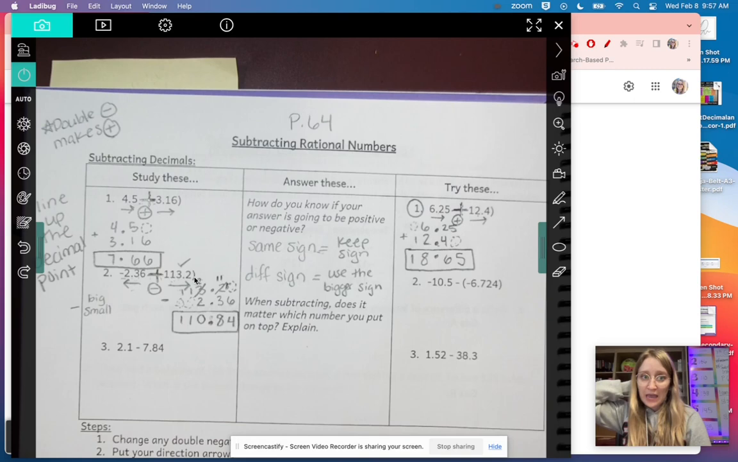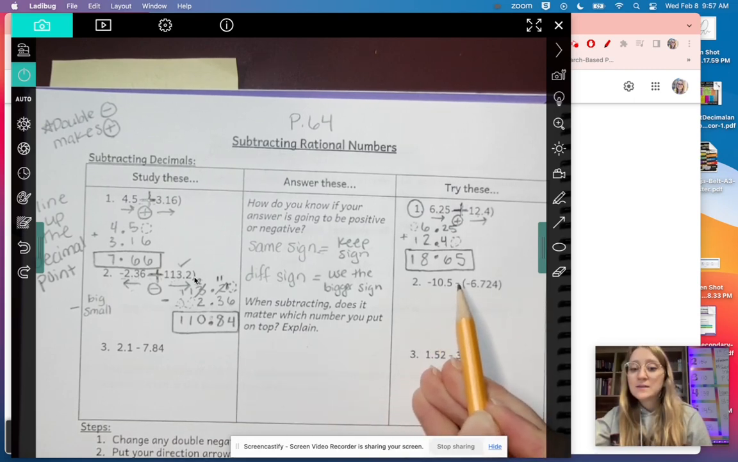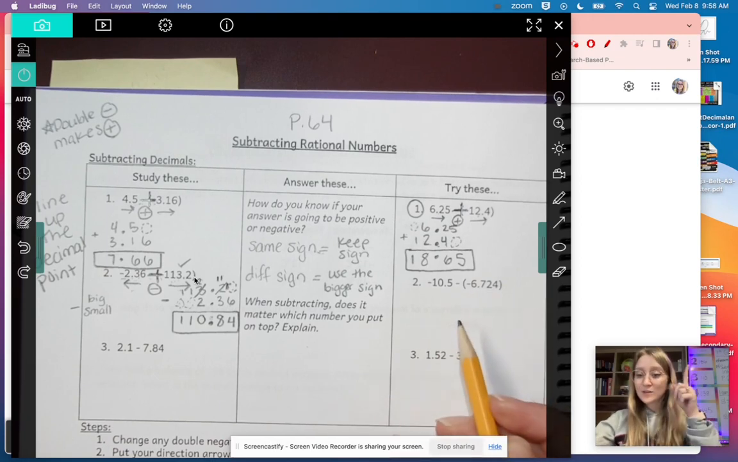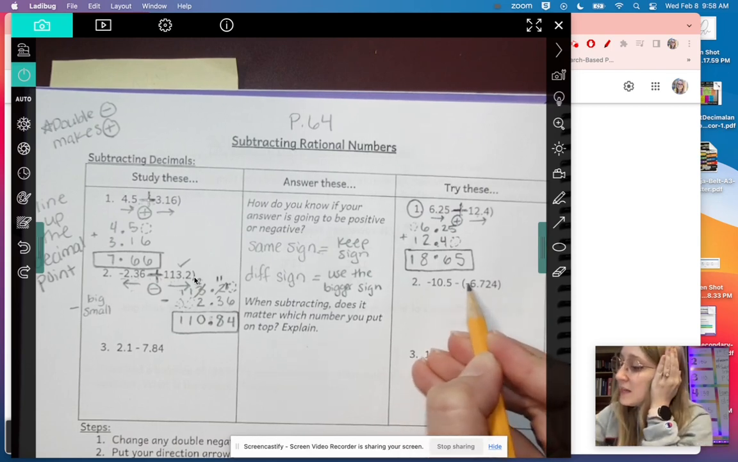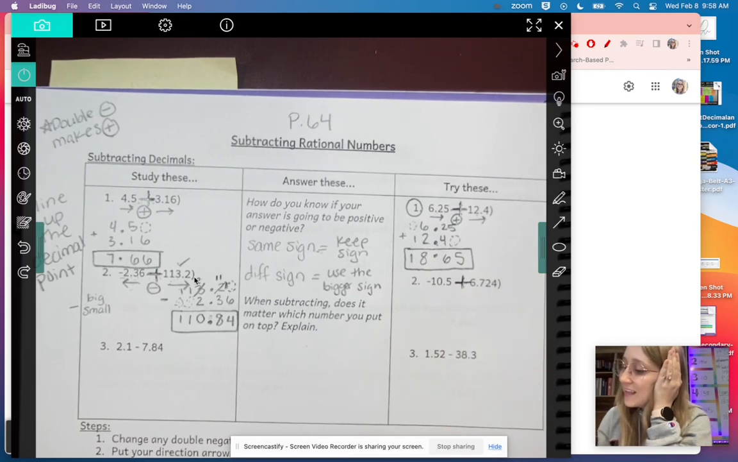And let's double check our answer. You had negative 10 and 5 tenths minus negative 6 and 724 thousandths. Think about your signs first. We're starting that little sign sandwich. I see 2 double negatives, so I'm going to make it into one big positive. And now I'm just going to follow my normal addition rules.